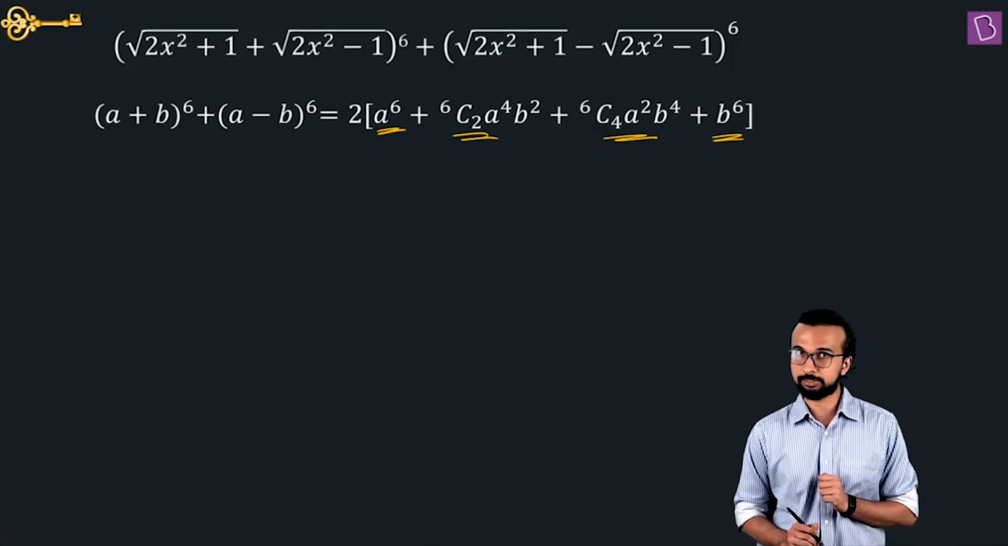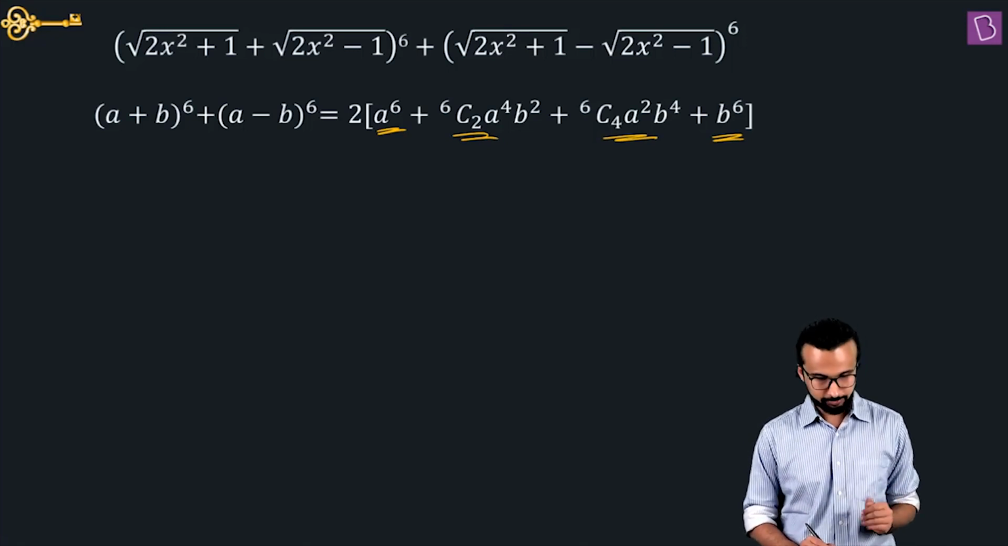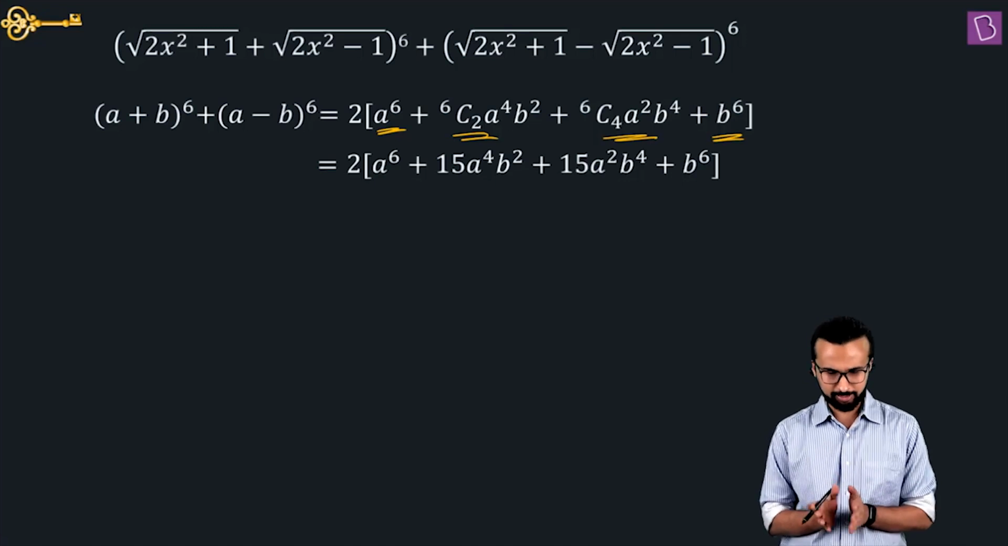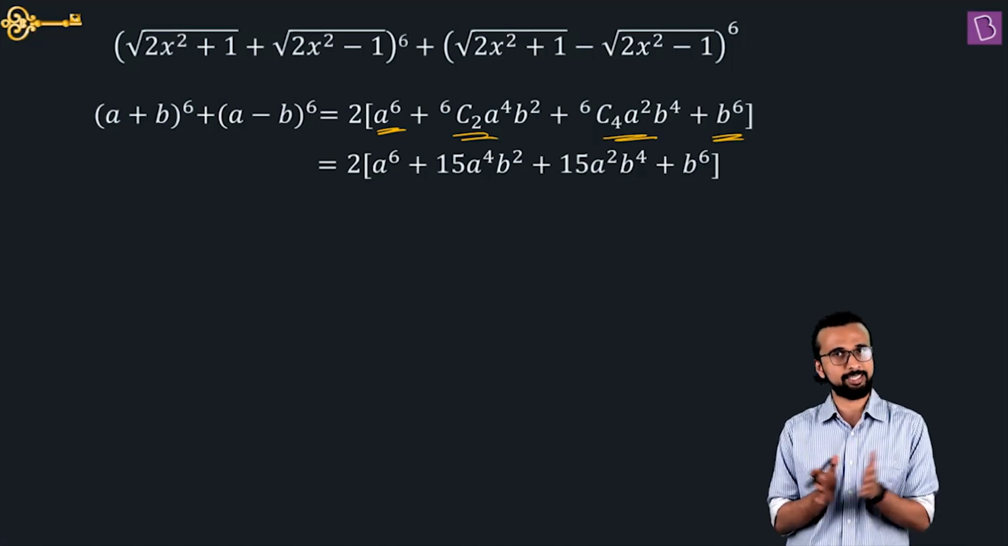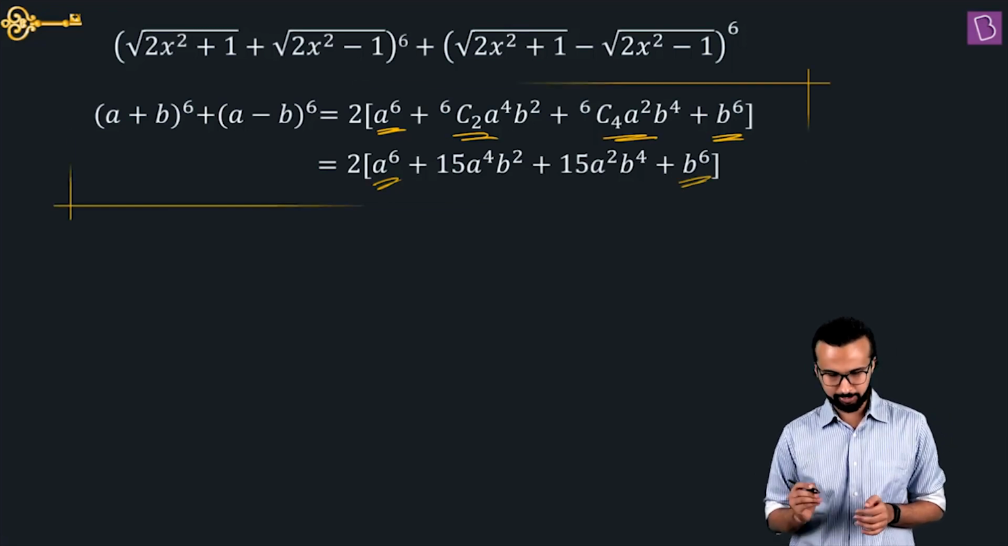Okay, these are the terms I'm left with, into 2. Alright. So what is 6C2? That's 15. 6C4 is also 15. And 6C0, 6C6 is 1. So that's why you get a power 6 and b power 6 here.